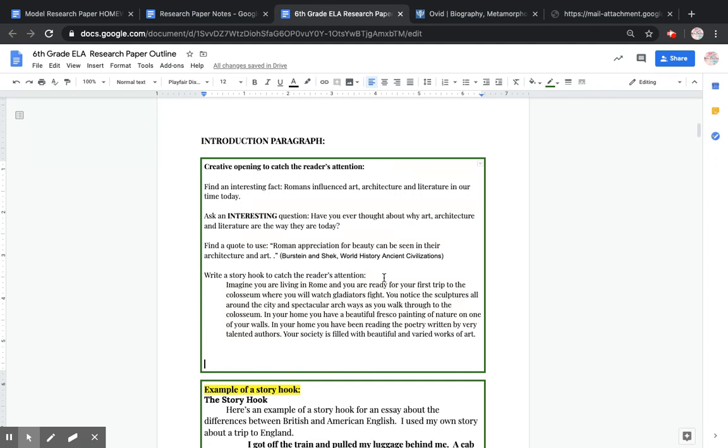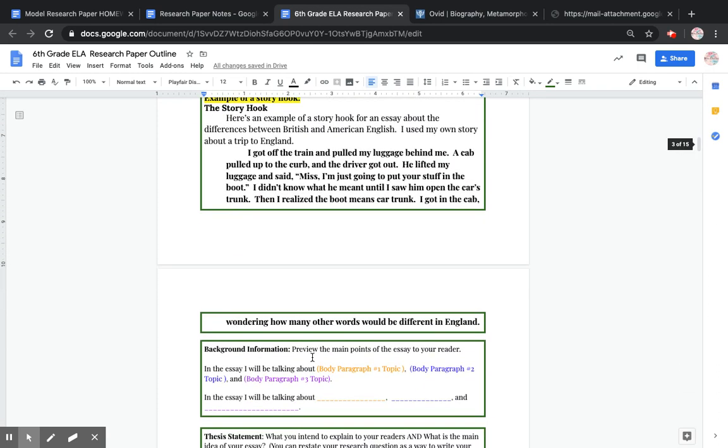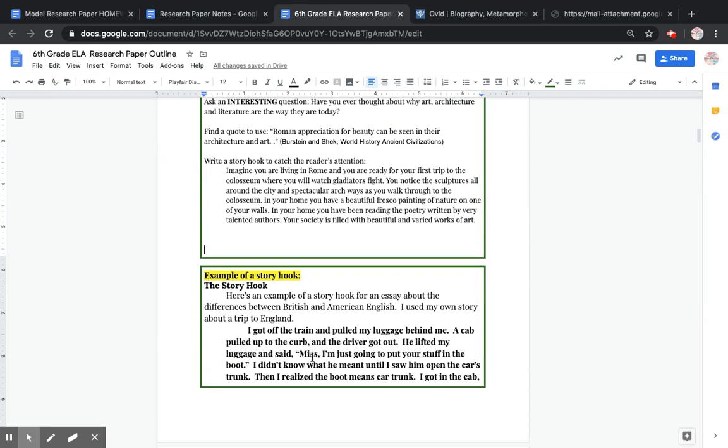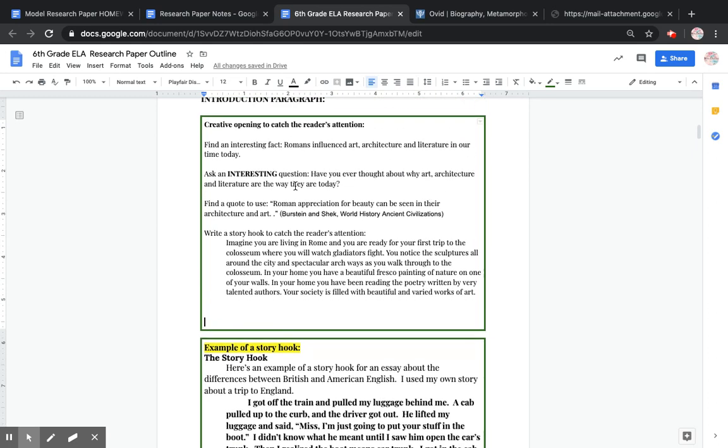So notice that this is already 1, 2, 3, 4, 5. This is 5 sentences already done for your introduction paragraph. And we want to make sure that our introduction paragraph is at least 4. So that's a good start to make sure that you hit that criteria that you need to hit.